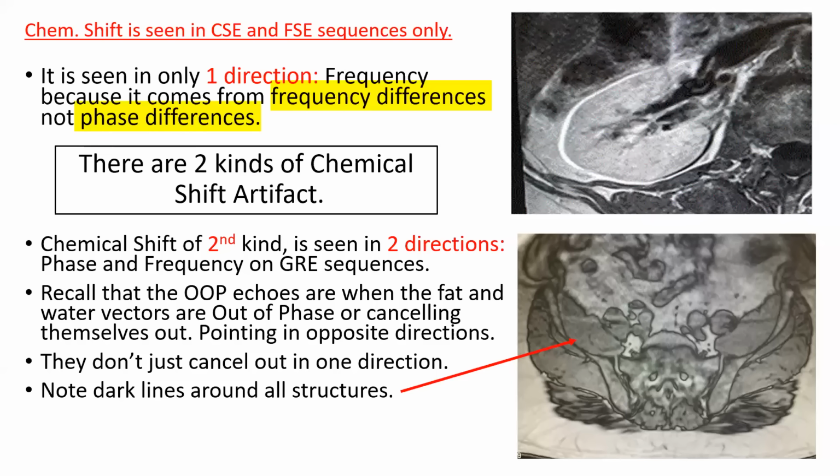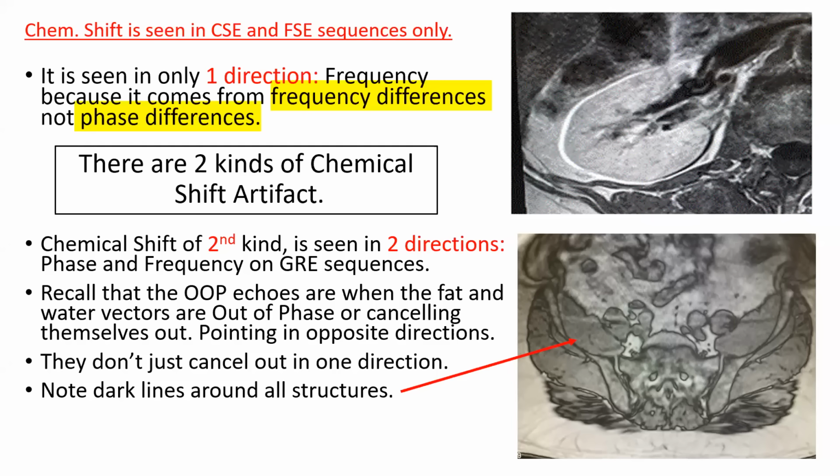Okay, now, chemical shift of the first kind up top. You only see chemical shift on spin echo and fast spin echo sequences. You can only see it on those two. That's chemical shift of the first kind. It's because you've got frequency differences, not phase differences.